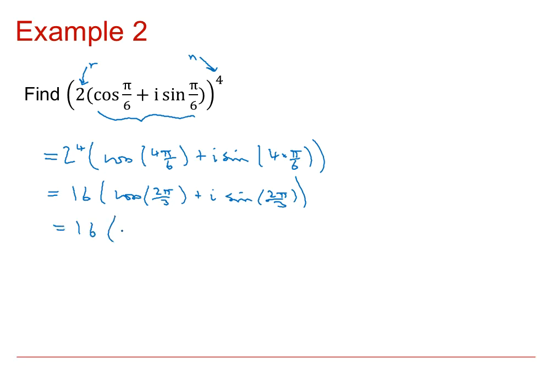Cos of 2 pi by 3 is minus a half, plus i, and sine 2 pi by 3 is root 3 over 2. You could leave the answer like that, but it's neater to write it as minus 8 plus 8 root 3 i. So in a relatively quick method, we've managed to raise this complex number to the power 4 in 3 or 4 lines of working, and that is the power of de Moivre's theorem. It can make complex number multiplication extremely efficient, particularly when you're dealing with bigger powers.